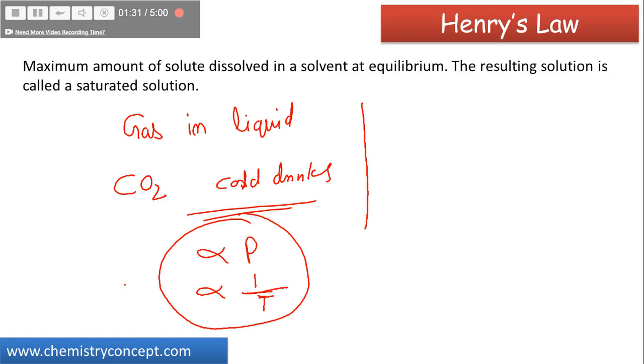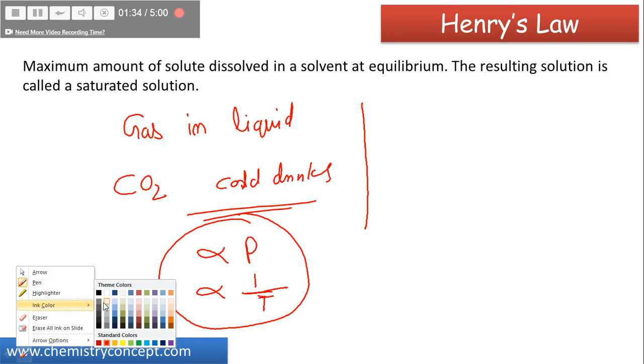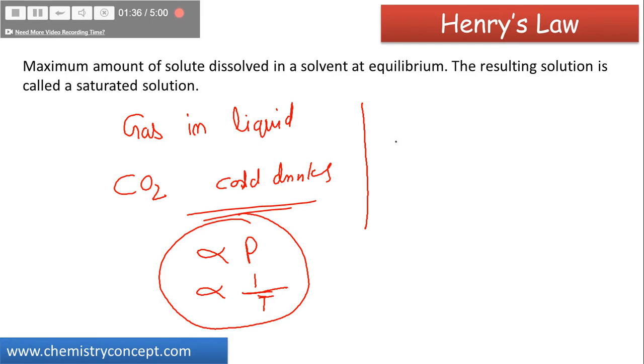Fine. Henry's law said that the solubility of a gas is directly proportional to the pressure over it, or in other way we can say the partial pressure of a gas in the vapor phase is directly proportional to its amount present in the solution.